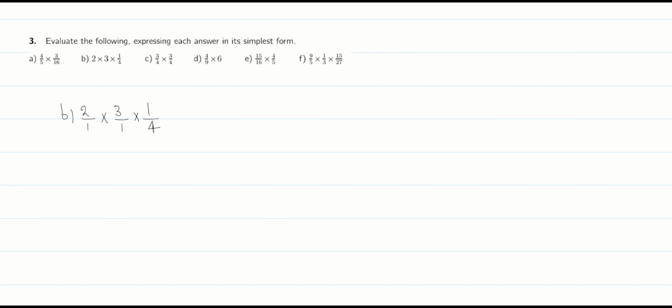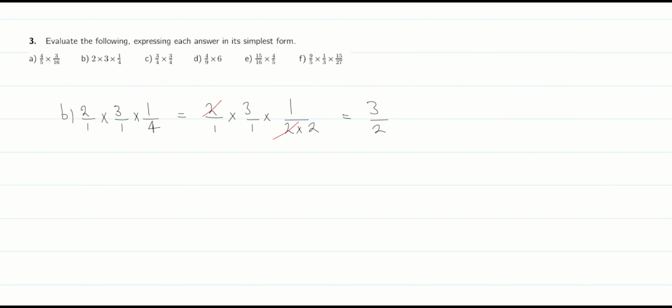So what I can do, I can write 4 as 2 times 2, right? So this can be written as 2 over 1 times 3 over 1 and times 1 over, instead of 4, I'm going to write 2 times 2. And as you see in here, we have a 2 in the bottom and a 2 at the top. So these would cancel out each other. And we will be left with 3 over 2.